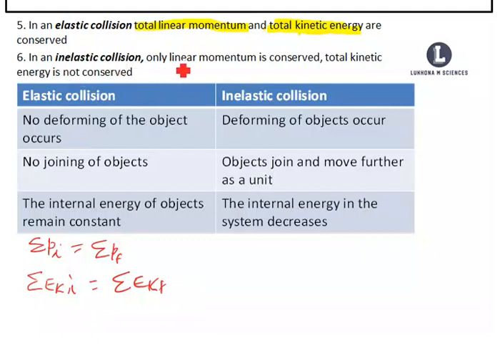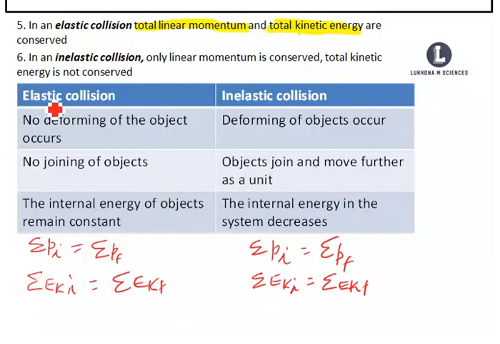collision, only the momentum is conserved. So in an inelastic collision, the sum of the momentum before collision is equal to the sum of the momentum after collision. The total kinetic energy is not conserved, meaning that the sum of the kinetic energy initially is not equal to the sum of the kinetic energy final. That is in inelastic collision.